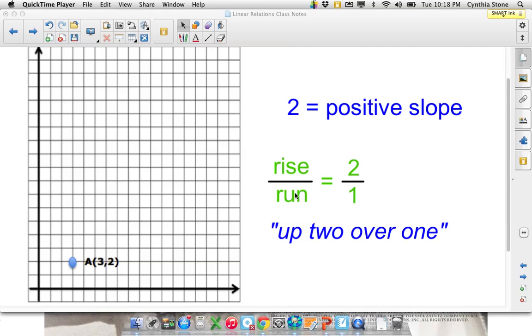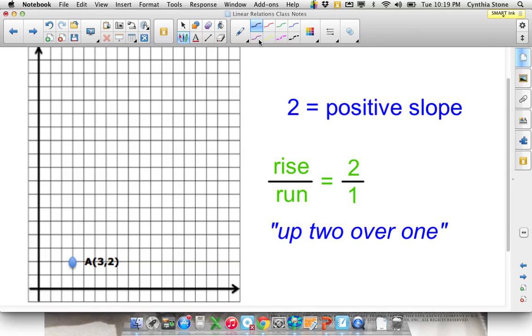That means when we think rise and run, the rise is 2 and the run is 1. If I'm just drawing it on a grid like this, I'd say up 2 over 1. Up 2, rise, over 1, run. To draw a line, you only need 2 points, but we'll draw a few. I'm going to follow this pattern: up 2 over 1, up 2 over 1, up 2 over 1.